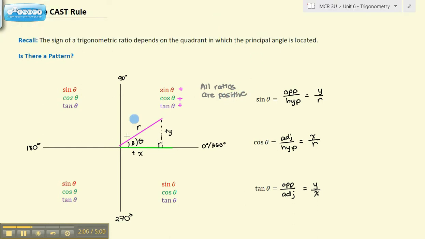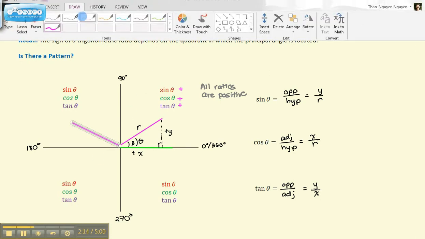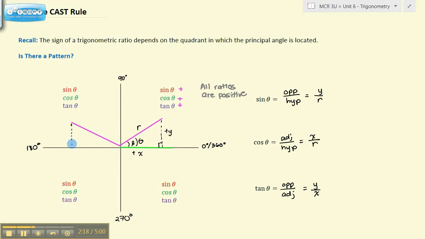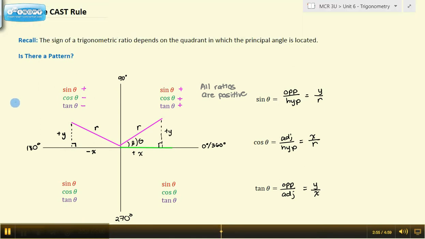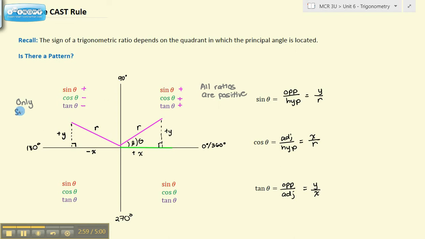Now if I move the terminal arm into the second quadrant over here and draw my right angled triangle, here I have a negative x value and a positive y value and still a positive r value. When I look back to my sine ratio, it's y over r, so positive over positive, which makes the sine ratio positive. The cos of the angle is the adjacent, which is negative x over positive r, so that's going to make my value negative. The tan of the angle is opposite over adjacent, so positive over negative, which makes my ratio negative. So in this quadrant, only the sine ratio is positive.